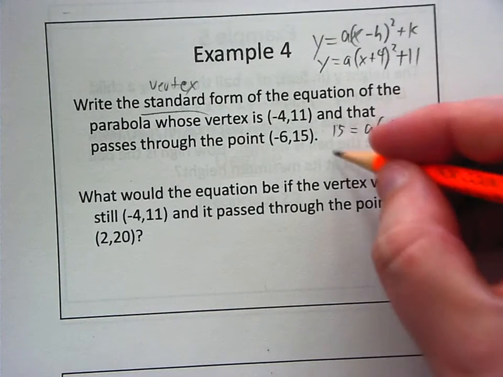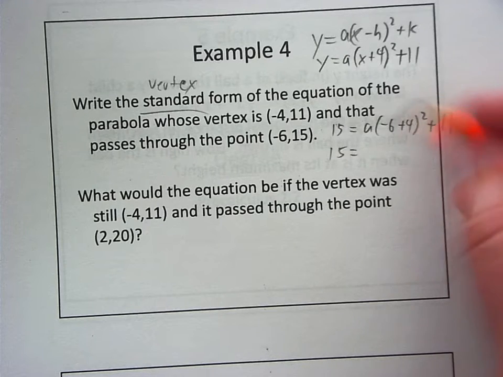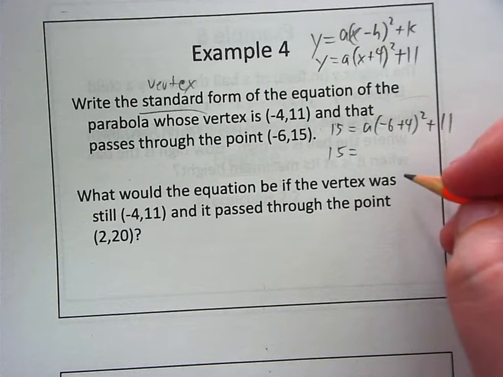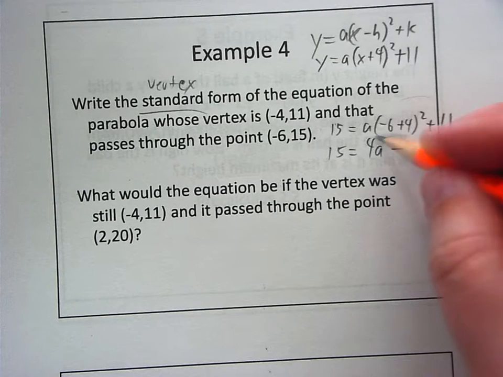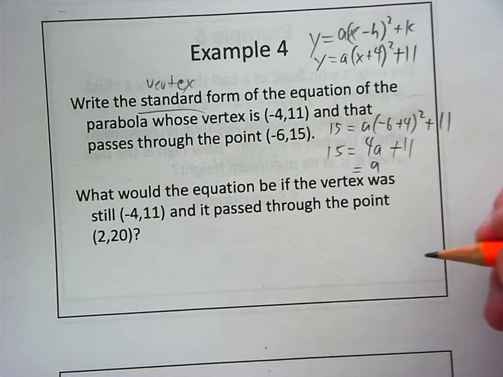Simplify it. What do I get for a coefficient on the a? In other words, what's this? 4. So you get negative 2 squared, which is just 4, plus 11. So you get a is equal to 1.